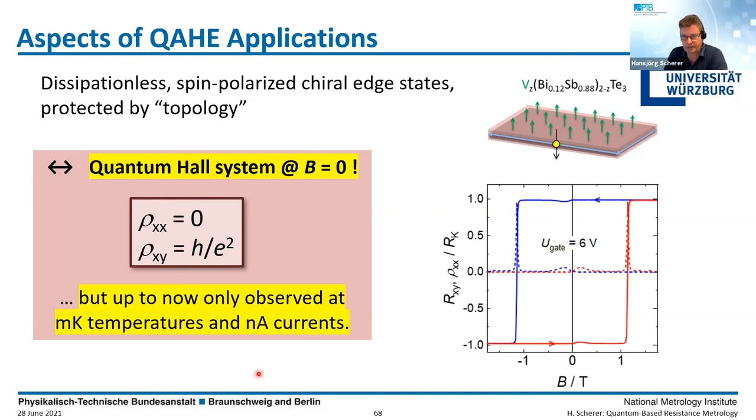There is some prospect that this might be lifted to higher temperatures and higher currents in the future, and there are also indications. But for us as metrologists, the main point is that the quantum Hall effect is still accurate, let's say, within a part per billion.